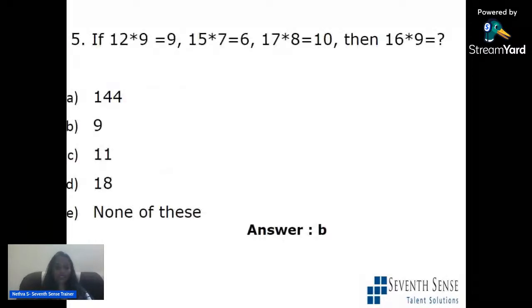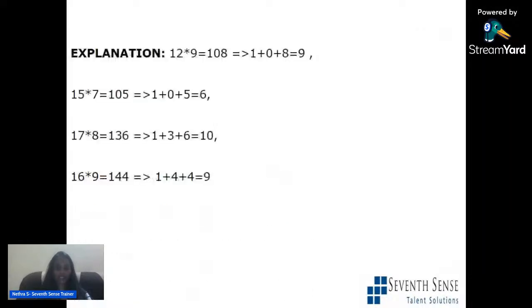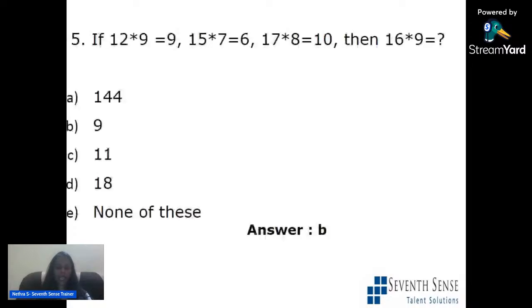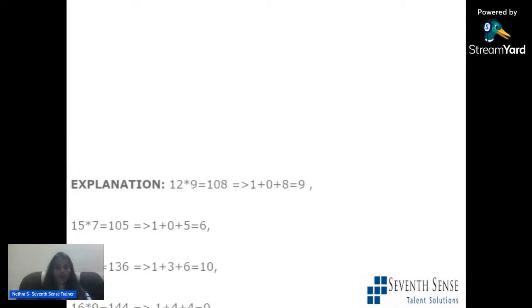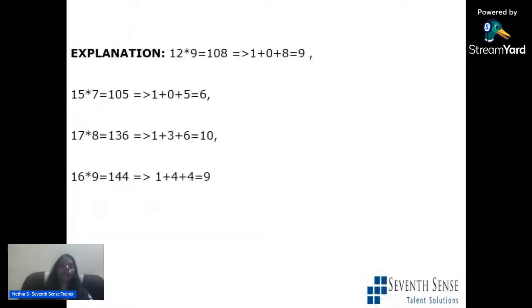So if I consider the same thing in 15 into 7, the product will come as 105. If we add the digits, 6 is the answer. And in the same way, 17 into 8, the product will come as 136. If we add its single digits, the answer will come as 10. So in the same way, in the question, they asked for 16 into 9. The product will come as 144. If we add every digit of it, the answer will be 9. So option B is the correct one.